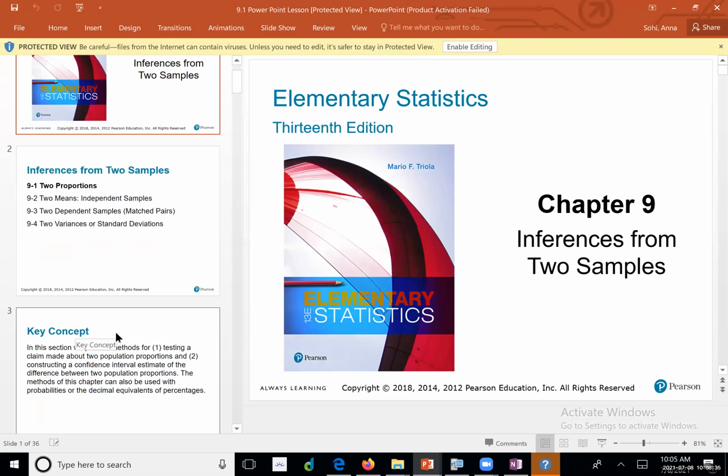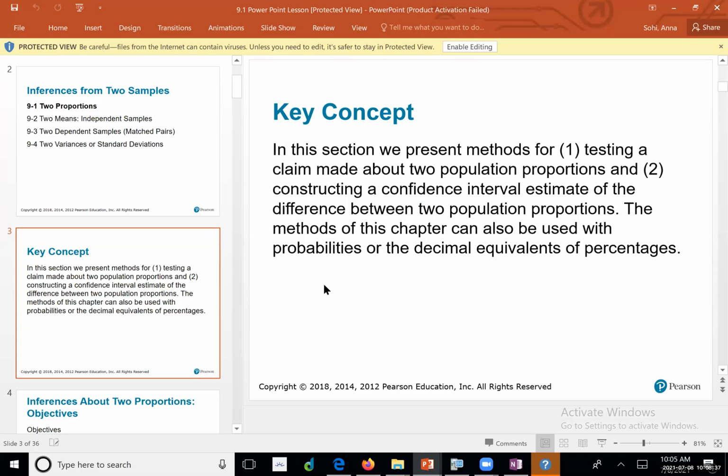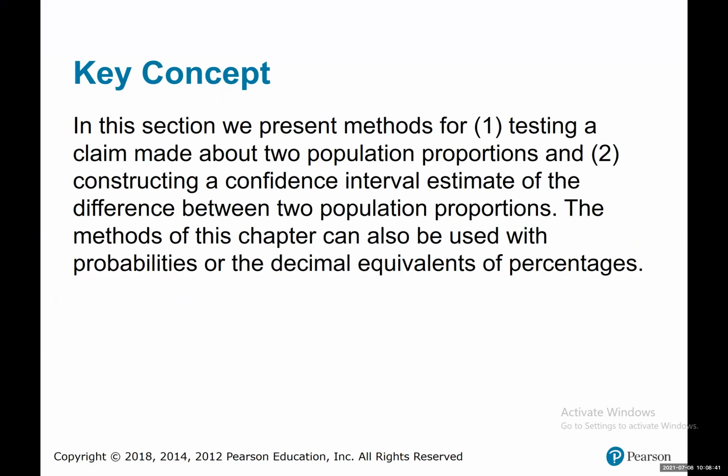Okay, two proportions. So two main concepts in this section. One, testing a claim made about two population proportions. And then two is constructing a confidence interval, an estimate of the difference between two population proportions. So these are the two main ideas. Please write them down as we will be using and going over the two concepts.